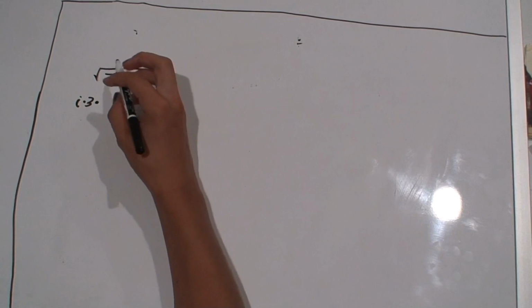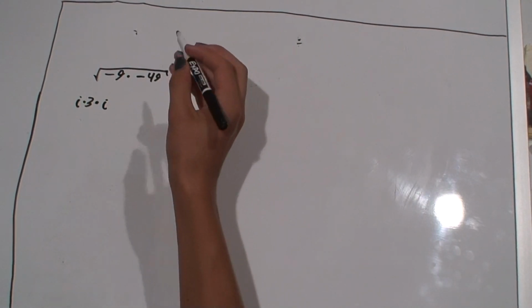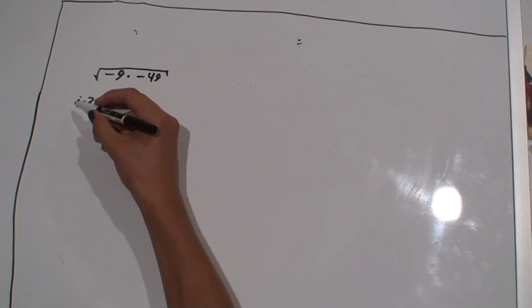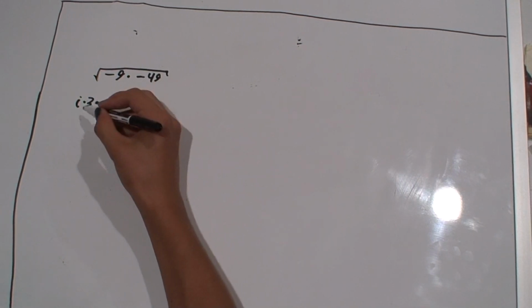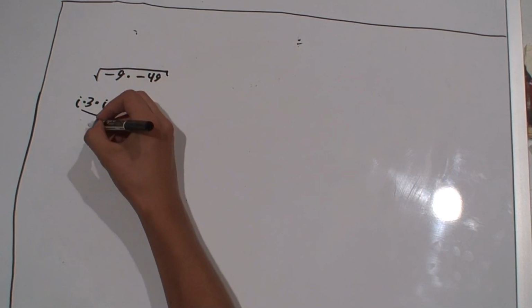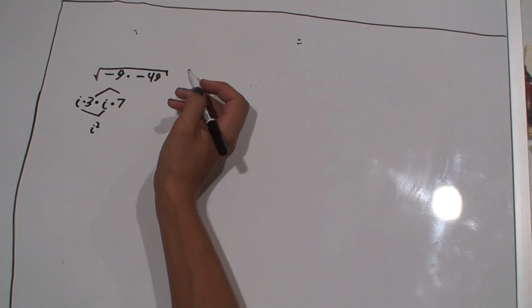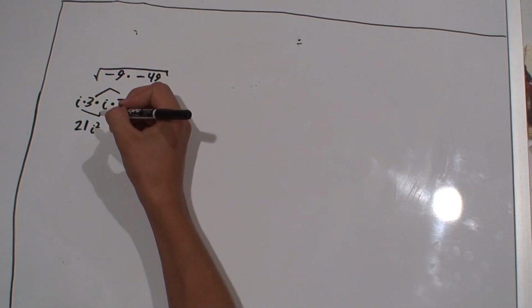There's another negative sign. We can take that out as an i. Then there's 49, which is also another perfect square, which is 7. So we have i times 3 times i times 7. If we multiply the i's together, we get i squared. If we multiply the whole numbers together, we would get 21.